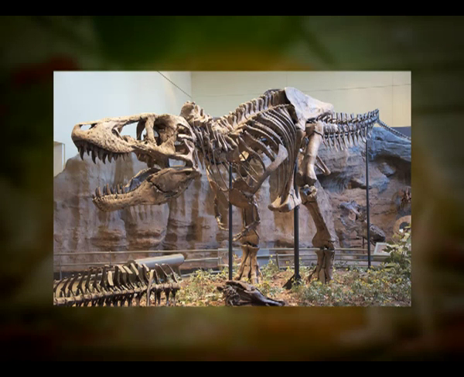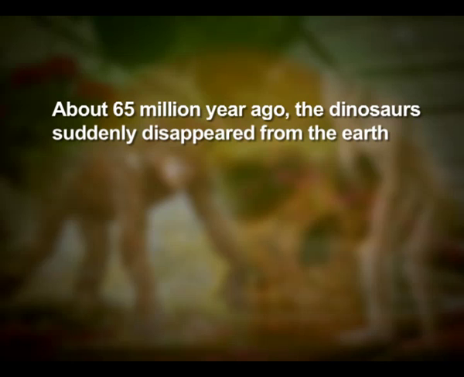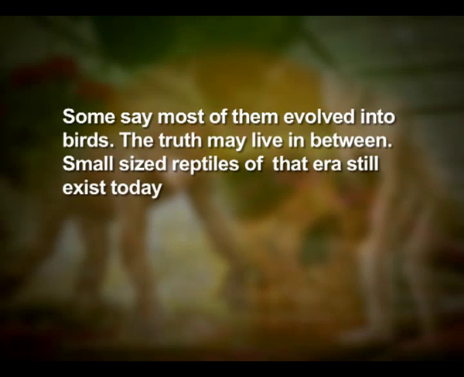The biggest of them, that is Tyrannosaurus rex, was about 20 feet in height and had huge fearsome dagger-like teeth. About 65 million years ago, the dinosaurs suddenly disappeared from the earth. We do not know the true reason. Some say climatic changes killed them. Some say most of them evolved into birds. The truth may lie in between. Small-sized reptiles of that era still exist today.